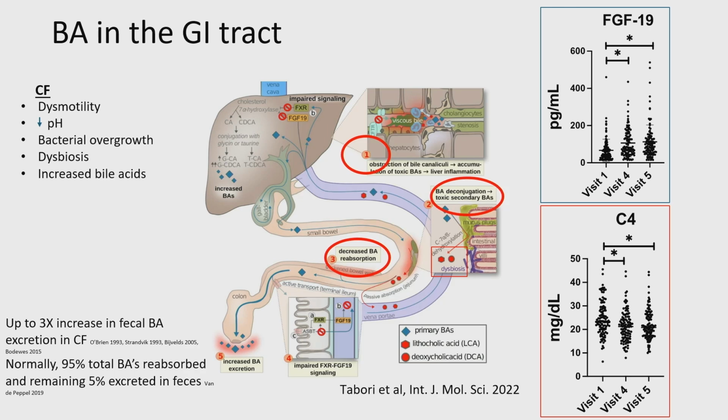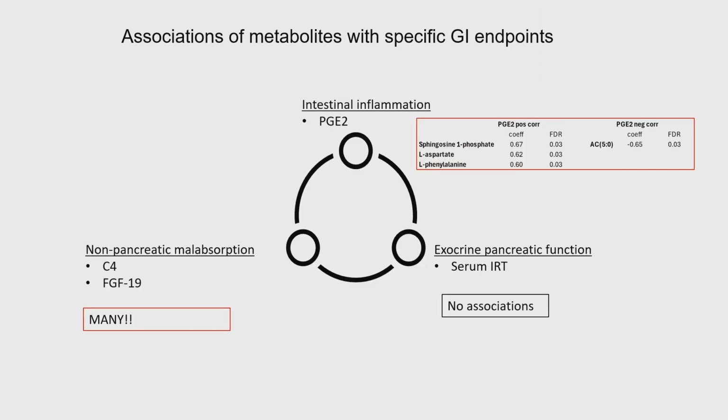And you can see, as expected, FGF19 went up at 6 months and 18 months in the PROMISE cohort, and then C4 went down because there was better bile acid reabsorption and more bile acids did not need to be made. So then we did the same thing, right?